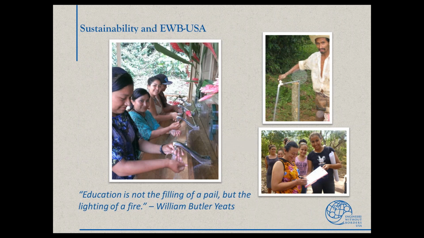So sustainability within EWB-USA is the capacity of a project to endure. This definition emphasizes the need for our partner communities to have the capacity to sustain the project into the future in the context of development work. Consider the likelihood that the project will still be meeting the needs of the community in 10, 20, or 30-plus years.